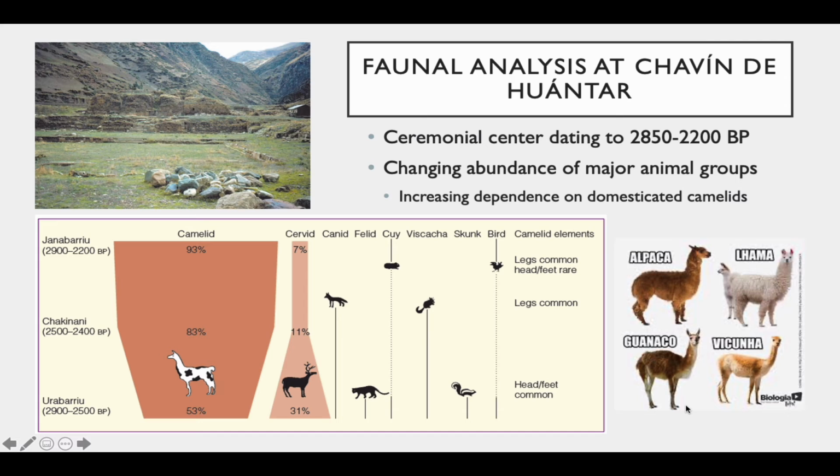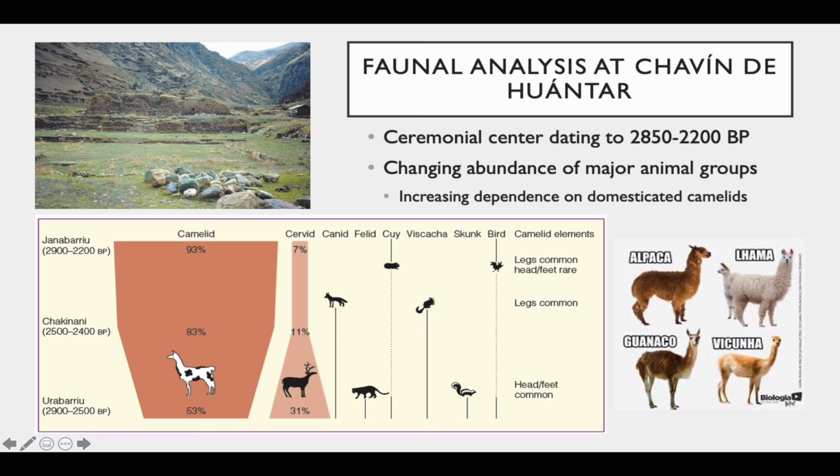Now your textbook talks about a particular example that is quite interesting, and that is a faunal analysis that occurred at the site of Chavin de Huantar in South America. This is a ceremonial site that dates to 2850 to 2200 BP. And what the faunal analyst was able to interpret, so you see the results of their analysis here. As we go up through time, we're seeing this increasing dependence on camelid species, while the wild animals, the deer that are in the area, they become less dependent on.